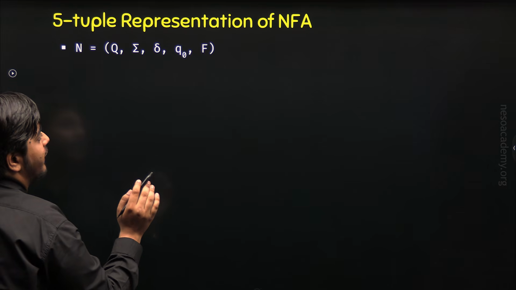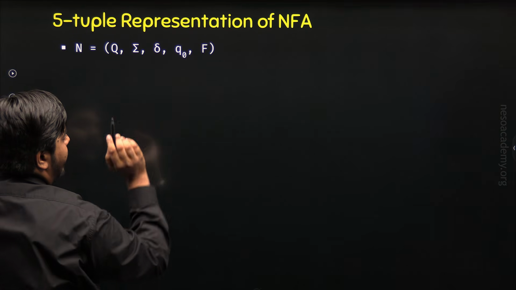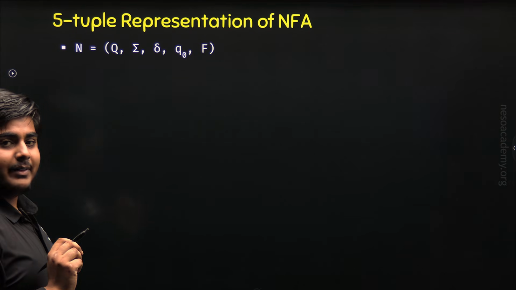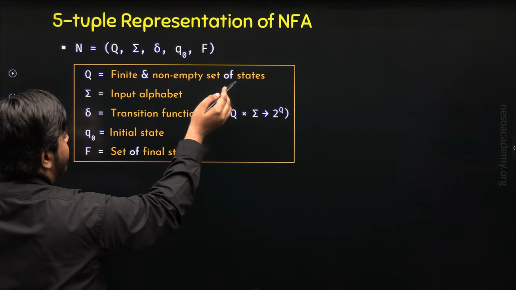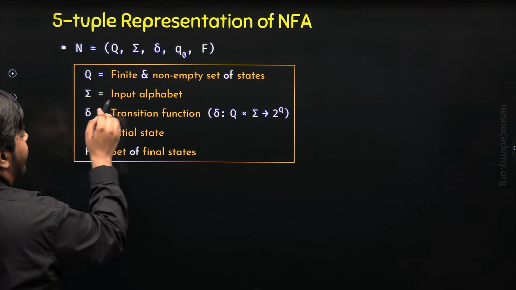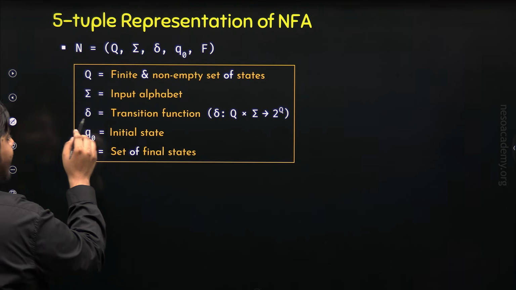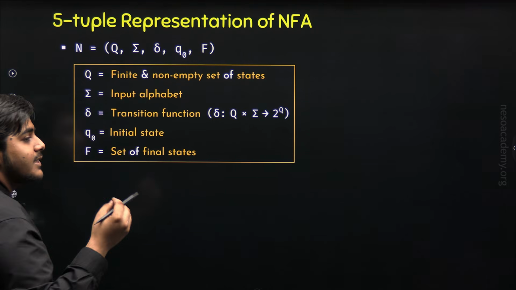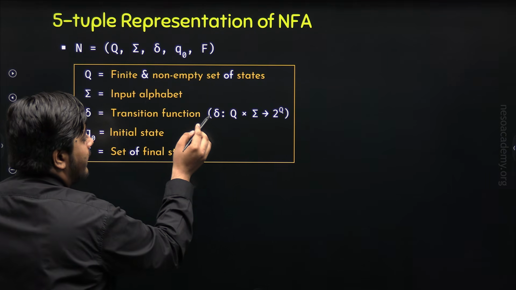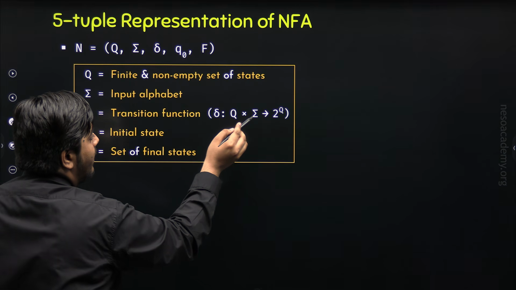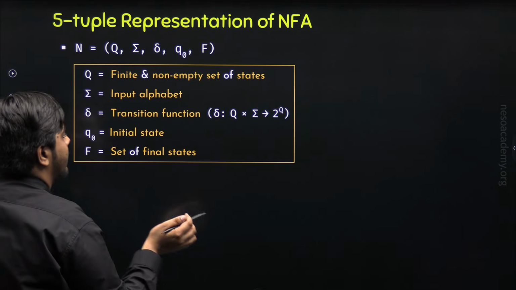So the 5 elements of NFA are Q, sigma, delta, Q0, and F. Let's understand these 5 elements one by one. Q is the finite and non-empty set of states. Sigma is the input alphabet, which is basically the set of input symbols. Delta is the transition function, which is the collection of transition rules. This is the equation of delta. Delta, which is Q cross sigma, gives us 2 to the power Q. We will understand this equation in a while.